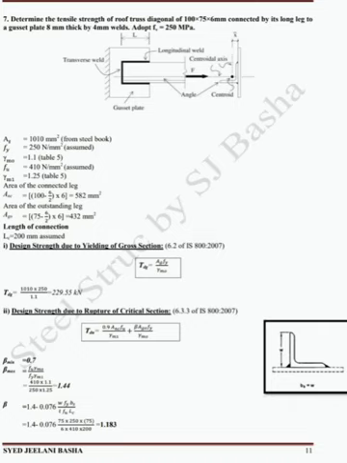So the design strength due to yielding of cross section, from 6.2 of IS 800, Tdg is equal to Ag Fy by gamma m0. Ag is equal to 1010 into 250 divided by 1.1, which is equal to 229 kilonewtons. And now the design strength due to rupture of the critical section.